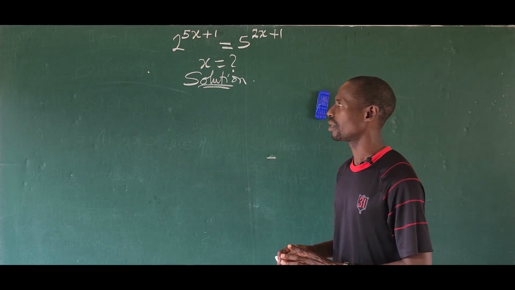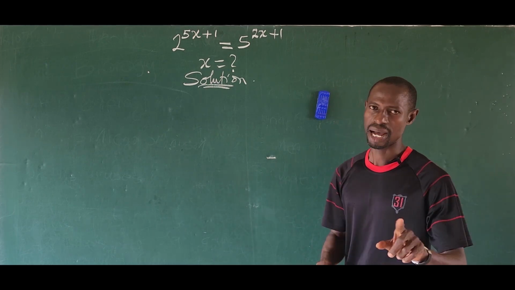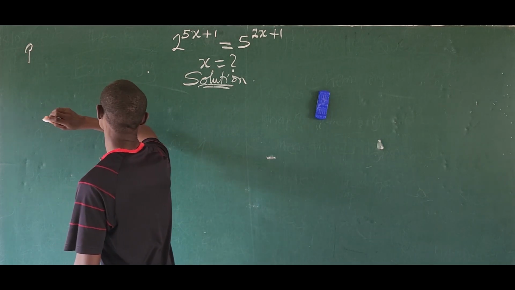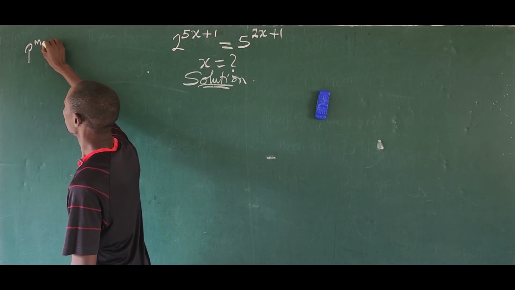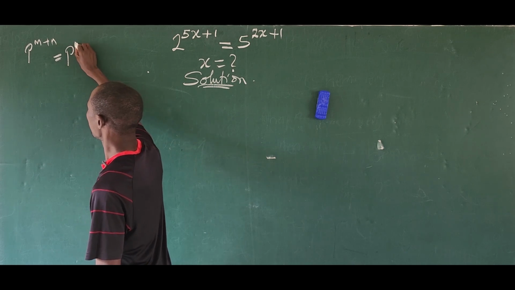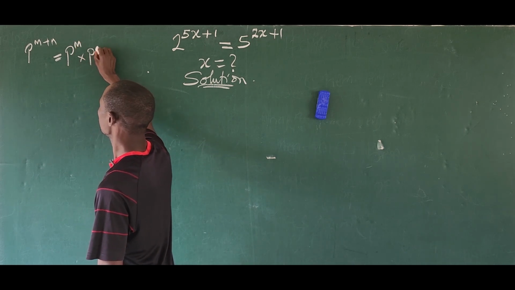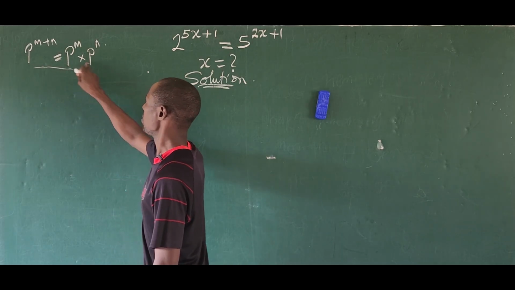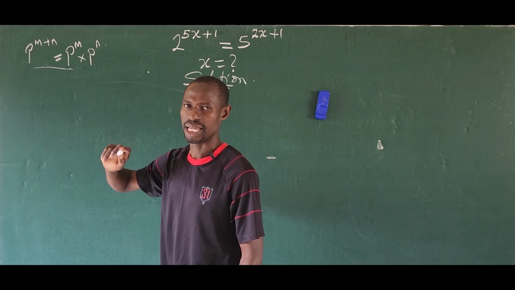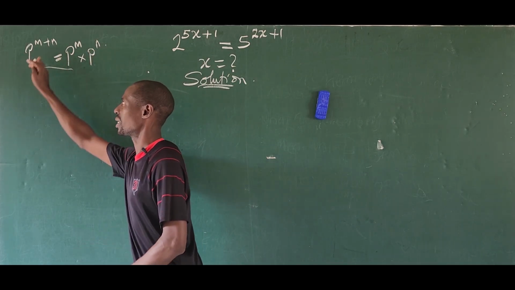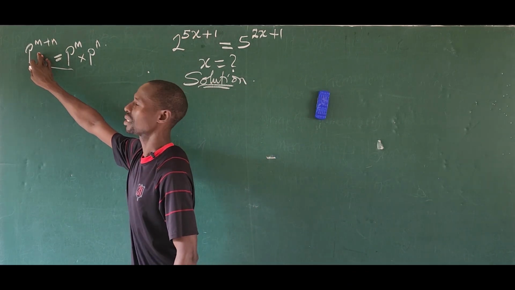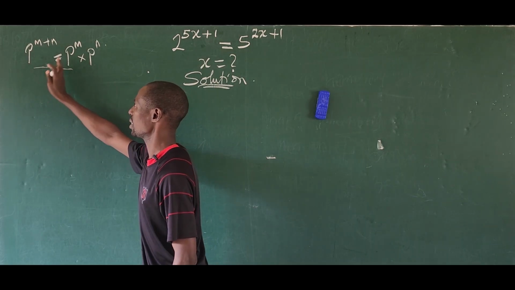The first law of indices we're going to apply here is the power rule of indices, which says if you take p to the power of m plus n, this is equal to p to the power of m times p to the power of n. How? The bases are the same, the exponents are different, and we have a multiplication sign. So the rule says we can add the powers, and that's what we have here now. And so in our question, this side is given in this format. This side is also given in this format. So we want to take it to this format.